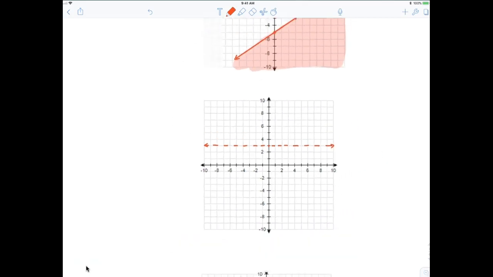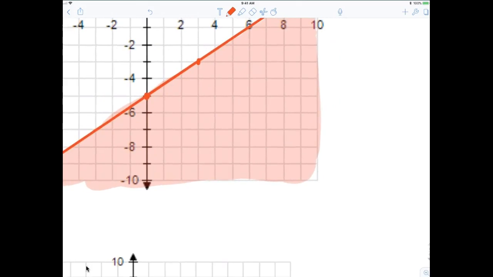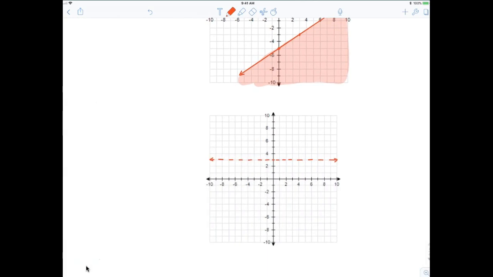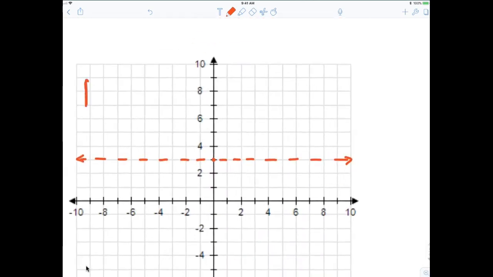On the first one, the solutions included the line. Everybody agree with that? Yes. For this one, we are not including the line. So when we shade, we shade everything above because it is greater than. Now, if there were any questions or doubts about graphing the line, this is where we fix it.